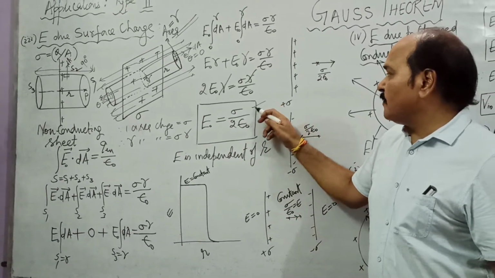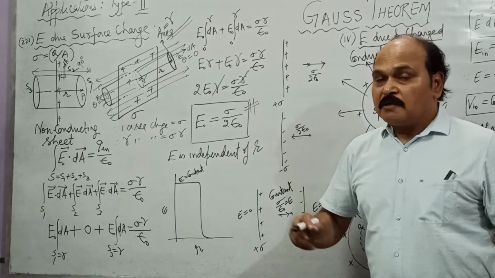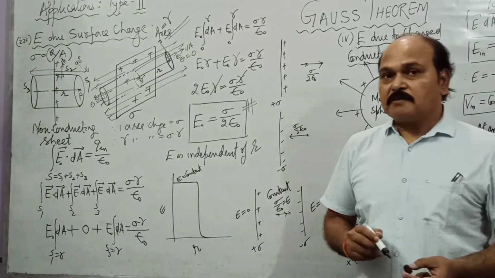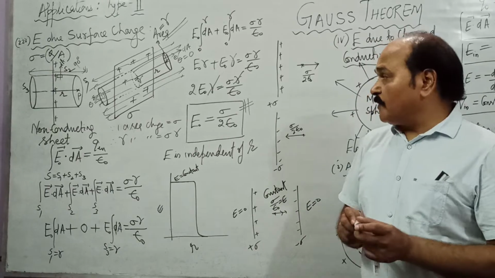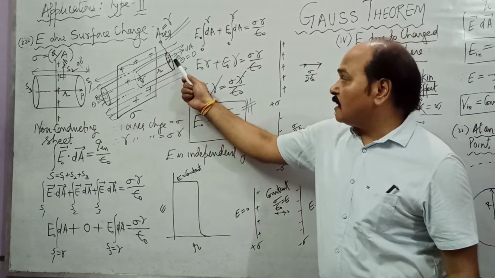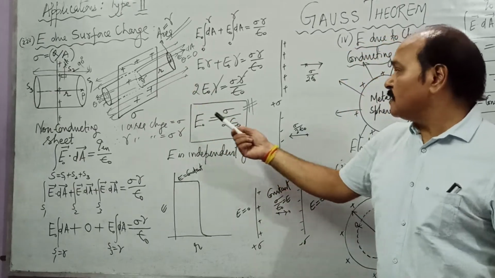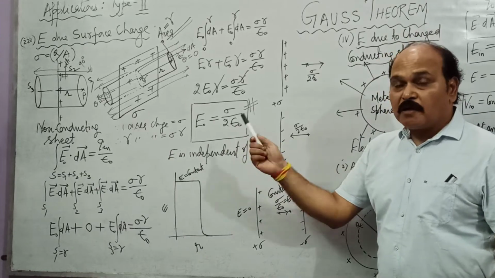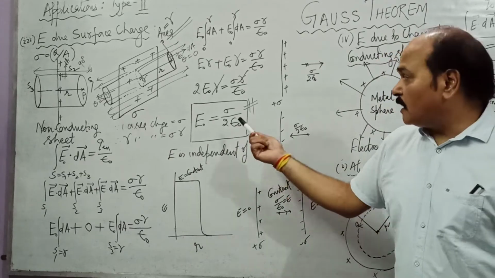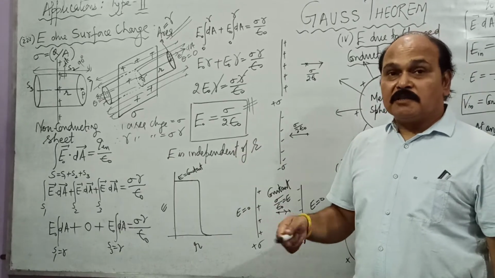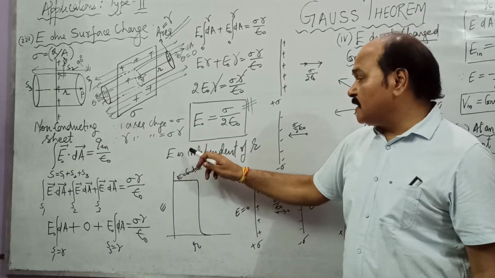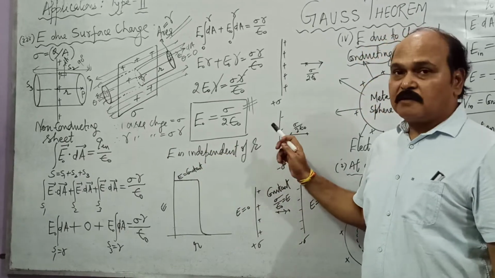This is the expression of electric field intensity due to a surface charge distribution. We wanted to find out electric field intensity at a distance r from this surface charge. But is r here in the formula? No. r is not here in the formula. This simply means electric field intensity E is independent of distance r.